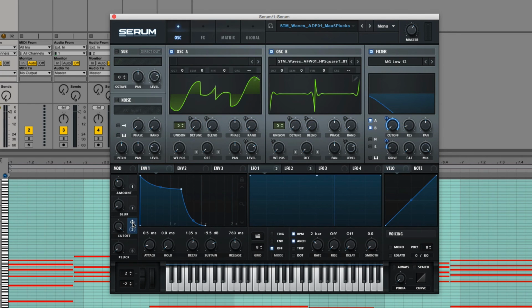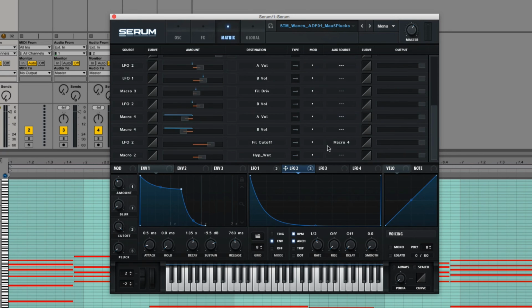So after that, you have cutoff. Cutoff is basically just on the cutoff of the filter right here, and just a little bit of drive. And then finally we have the pluck. Pluck works similar to LFO1 in that we are using LFO2 on the level of oscillator A, the level of oscillator B, and cutoff filter. And then that is, once again, auxiliary sourced by macro 4 to induce plucking.